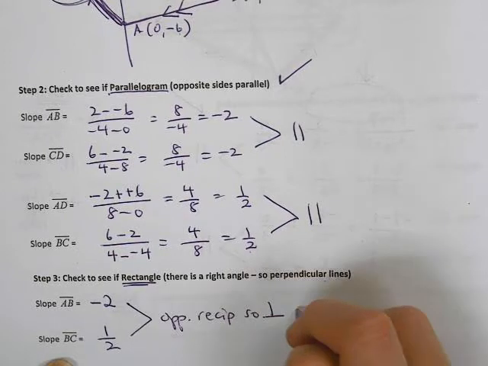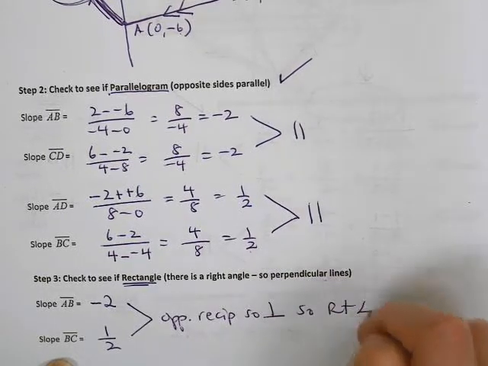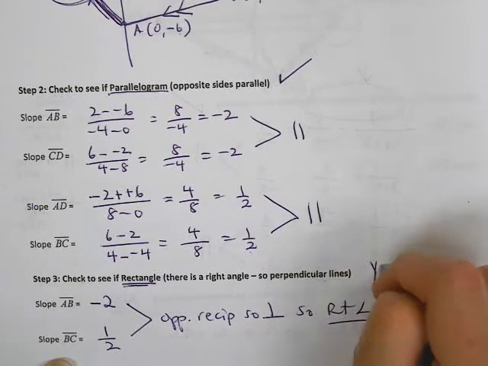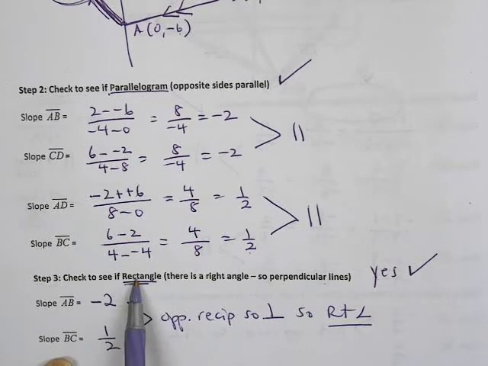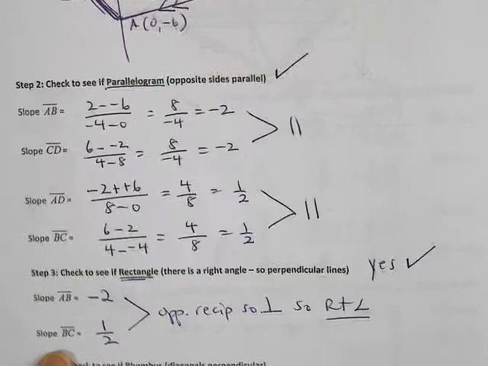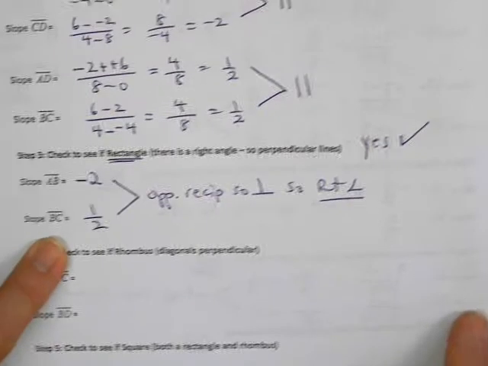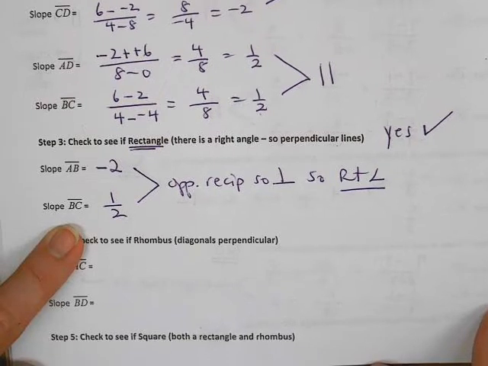So they're perpendicular, so I have a right angle. So yes, it is a rectangle. Because remember, if you have one right angle, you actually end up having all right angles, so you only have to prove one. So we've got a parallelogram that's now also a rectangle.